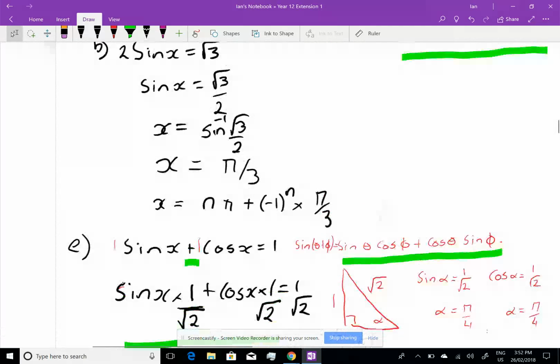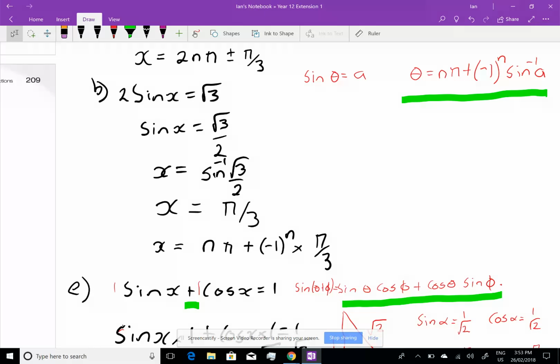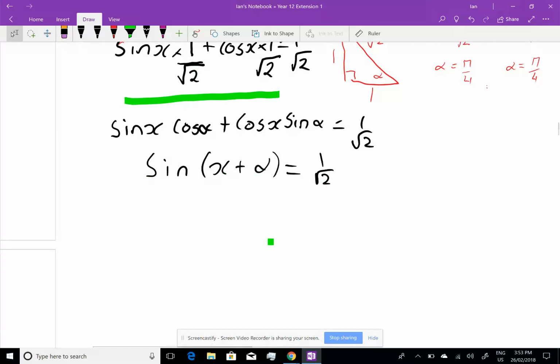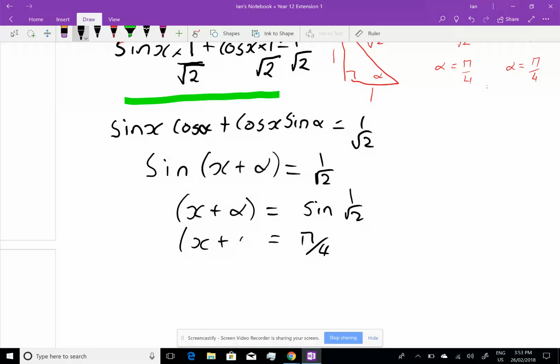I'm going to use the general formula that we did in B, but I'm going to have x plus alpha. So x plus alpha equals inverse sine of 1 on root 2, which is pi on 4. Just so happens there's a lot of pi on 4s in this one. Well, what was the general formula again?